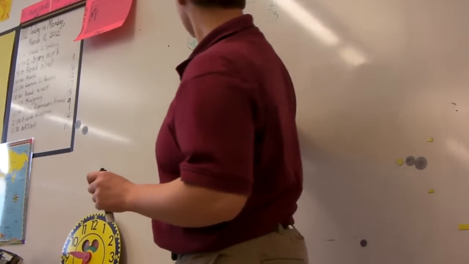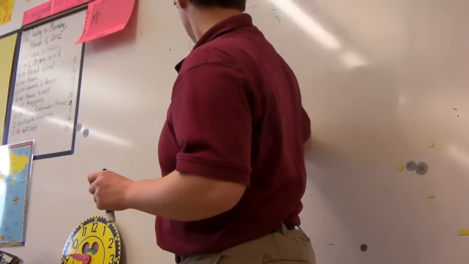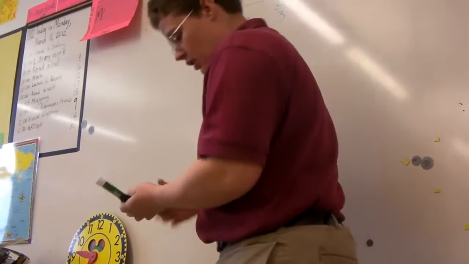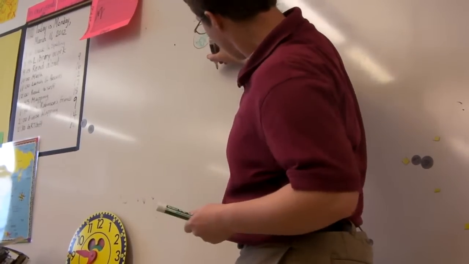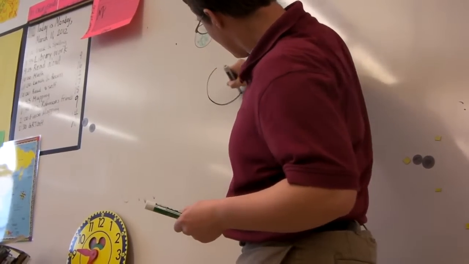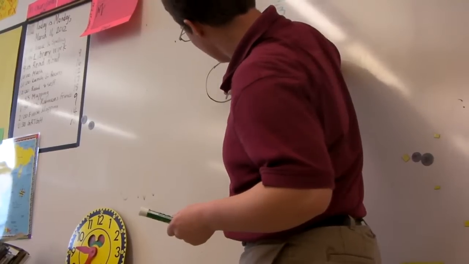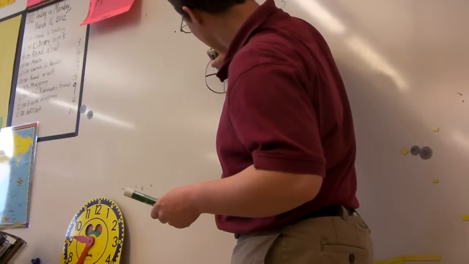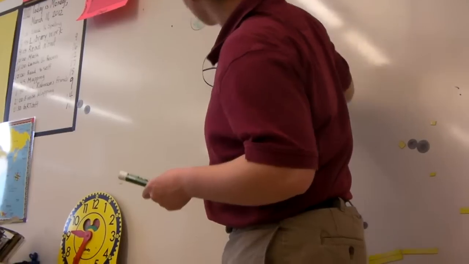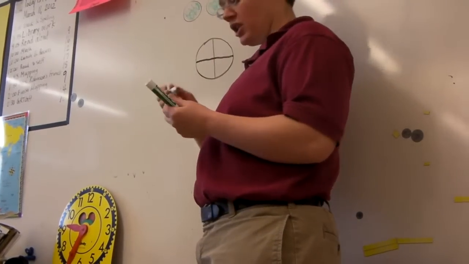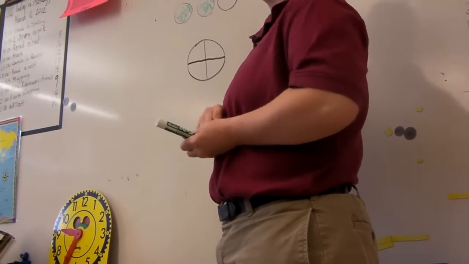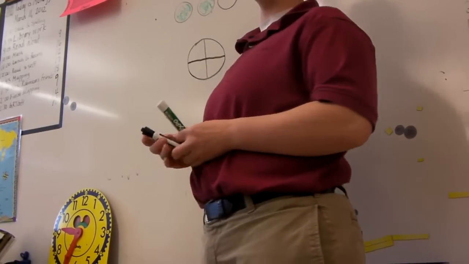Now, what if I had a circle here? Let me do it in black, actually. And this circle is broken up into equal parts. They're not going to be perfect because I'm not a perfect artist here, but okay. And what if I wanted you to shade 3/4? How many of those pieces are you going to shade?